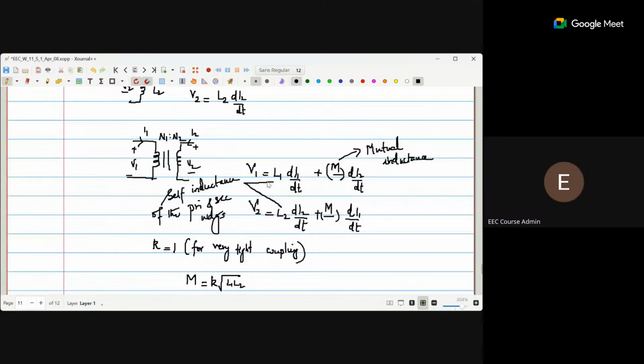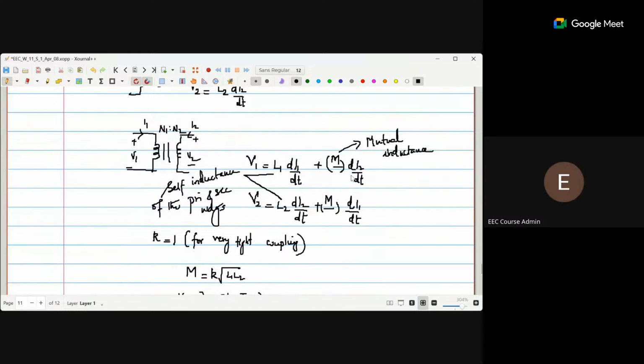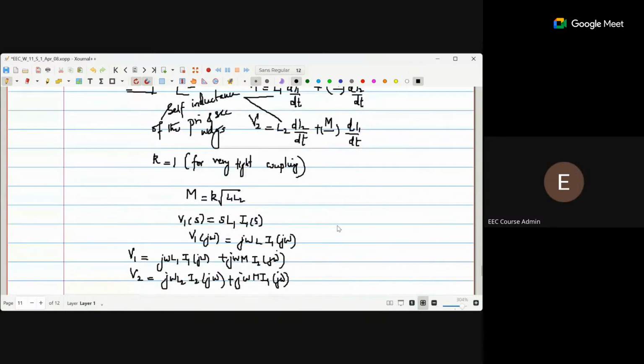Then, if these are the expressions for V1 and V2, we wrote them in the S domain. We know that dI1 by dt is SL, right? So V1 of S equals S L1 I1 of S, all those things we have written. Then for S, we substituted j omega, that means in the phasor notation. So in effect, this gives you directly the impedance parameters, because there we write the expressions for V1 and V2 in terms of I1 and I2. So accordingly, we get set 11, set 12, set 21, and set 22.